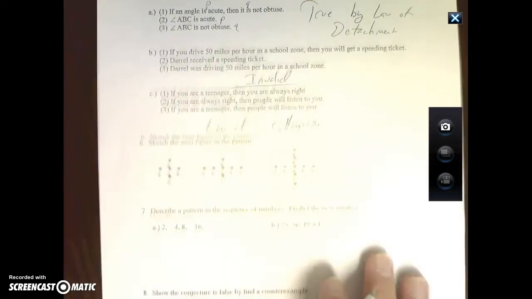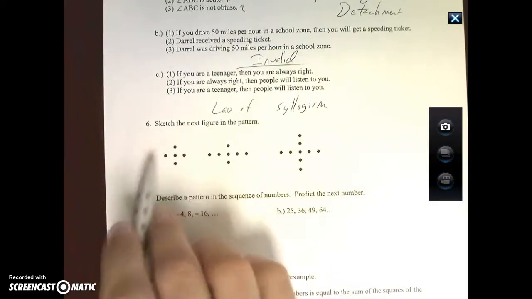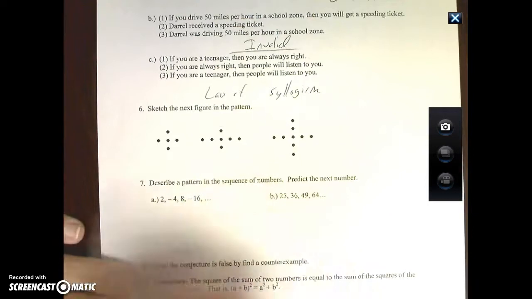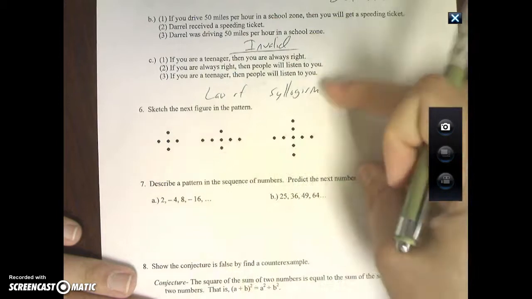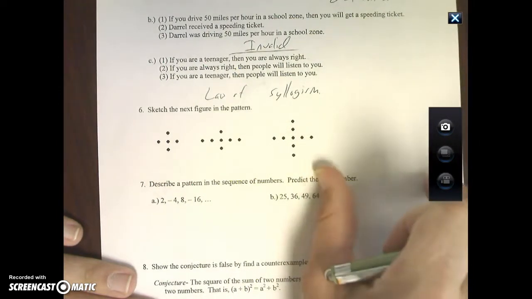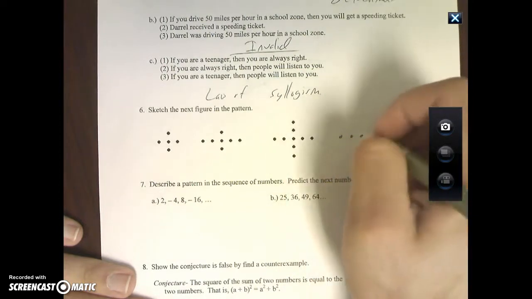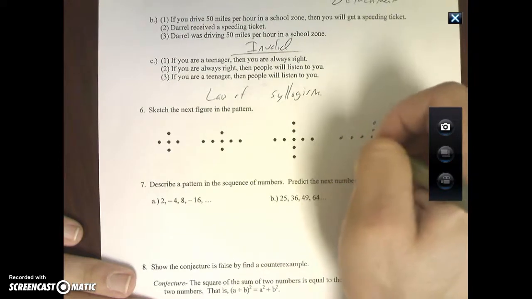Alrighty? Wonderful. Sketch the next figure in the pattern. I've got just 3 dots this way, 3 up and down. Then I'm adding a dot to the outside horizontally. The next one I'm adding dots vertically. So the next one I should add dots horizontally again. So I should have 1, 2, 3, 1, 2, 3, and just 2.